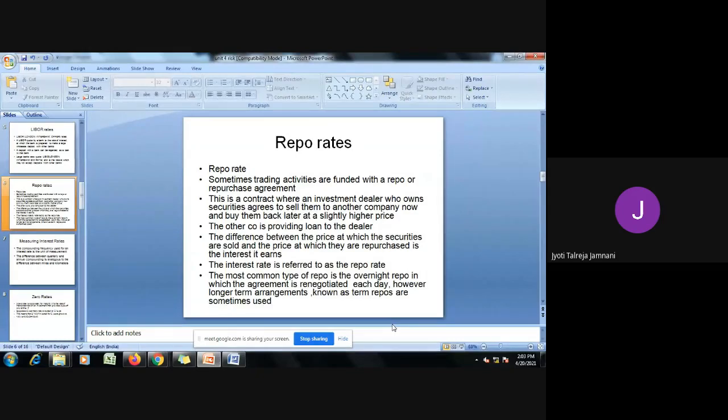Repo rate. Sometimes trading activities are funded with a repo or a repurchase agreement. Here, repo means repurchase. So sometimes your activities are funded with a repurchase agreement. What is this repurchase agreement? This is a contract where an investment dealer who owns securities agrees to sell them to another company now and buy them back later at a slightly higher price.